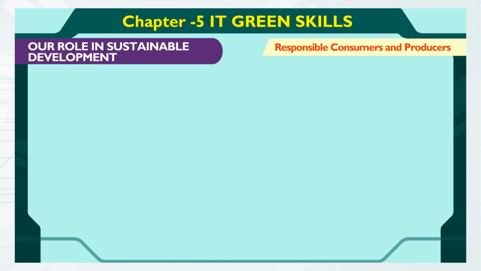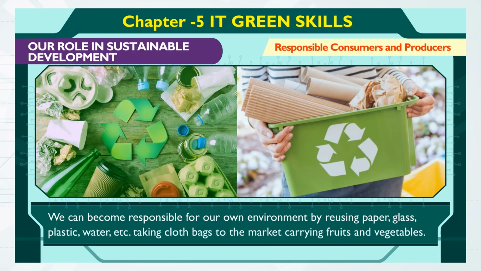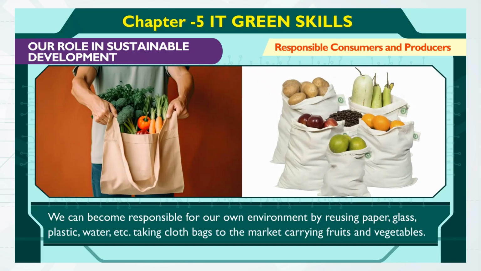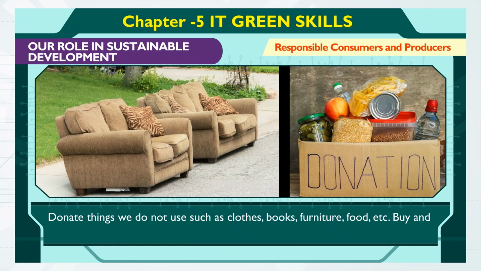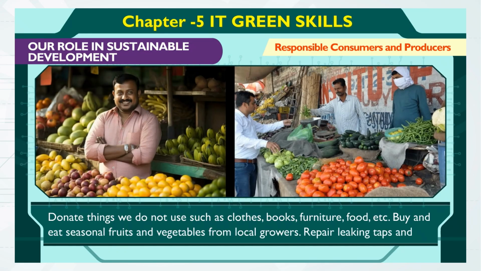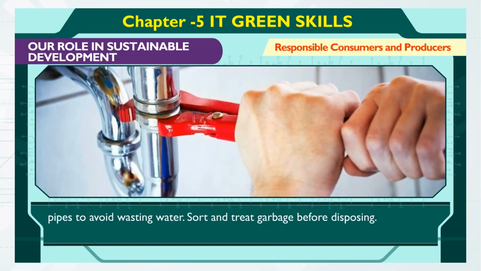Responsible consumers and producers. We can become responsible for our own environment by reusing paper, glass, plastic, water, etc., taking cloth bags to the market, carrying fruits and vegetables. Donate things we do not use such as clothes, books, furniture, food, etc. Buy and eat seasonal fruits and vegetables from local growers. Repair leaking taps and pipes to avoid wasting water. Sort and treat garbage before disposing.